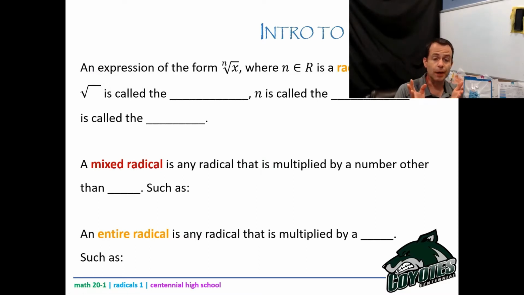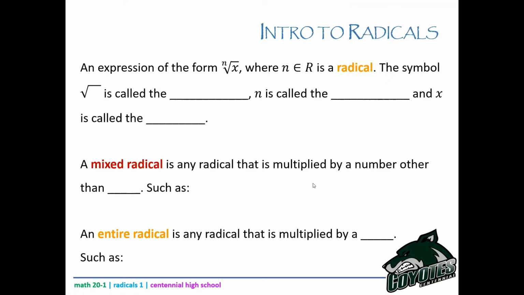This would have come right out of a 10C note, just to review some vocabulary with you, okay? An expression of the form the nth root of x, where n is a member of the reals, is called a radical. The symbol, this guy here, is called the radical sign. N is called the root index, and x is called the radicand, okay? X is called the radicand.